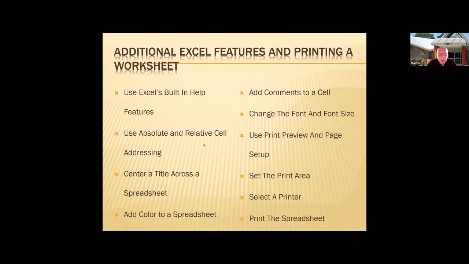We talked about absolute and relative cell addressing. Any time that you have an absolute cell, it's going to start with the $, column letter, $, row number. And here again, that is useful if you're using formulas and you want to have a constant value.